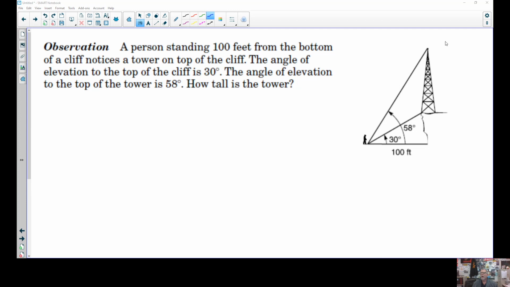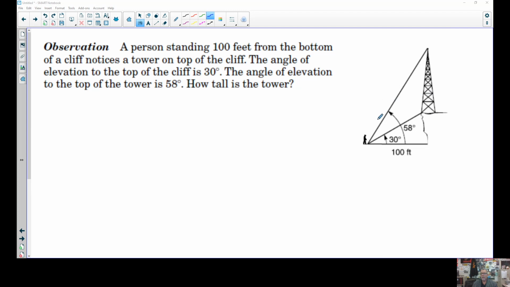Over the years there have been a few different ways of doing this, but I found one way that seems to work for a lot of people, so I'm going to go through it that way for this problem. A person standing 100 feet from the bottom of a cliff notices a tower on top of the cliff. That is this thing over here. That is our tower. All right.